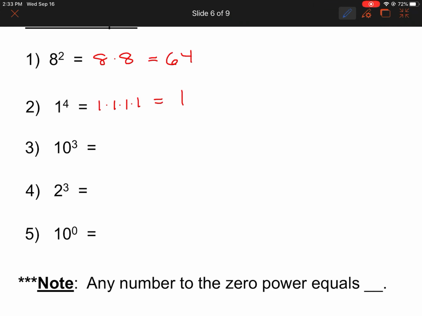And we're going to start with 10 to the 3rd power. And what that means is 10 times 10 times 10. And that means I'm going to have a 1 with 3 zeros.